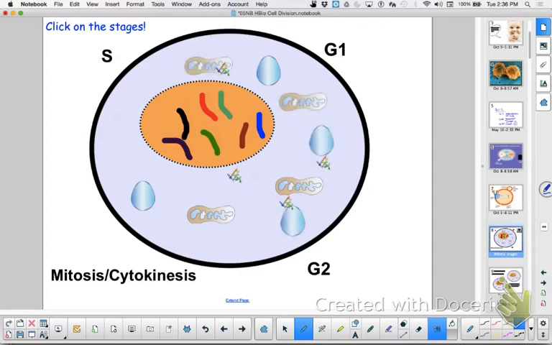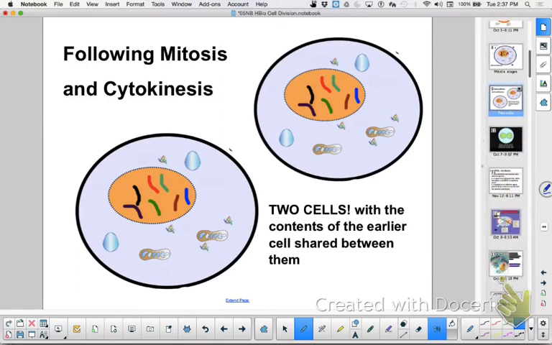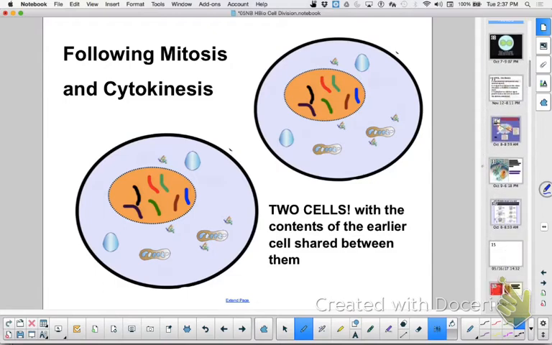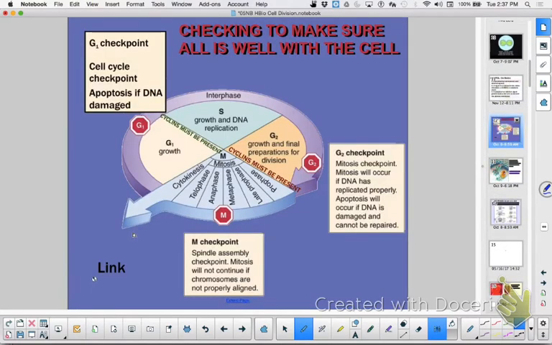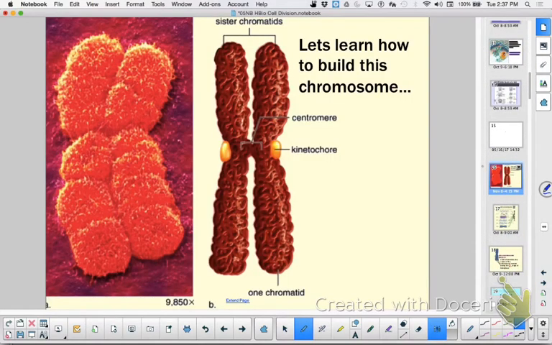G1, right? You make more organelles. During the S stage, you double up on your chromosomes. G2, you're making proteins. And then you go through mitosis and cytokinesis. We reviewed the stages of mitosis, and we also looked at controls. We said that there were some checkpoints where you looked to see, did the DNA get replicated? Is it lining up appropriately? And if a cell fails that checkpoint, it commits what? Apoptosis. Perfect.